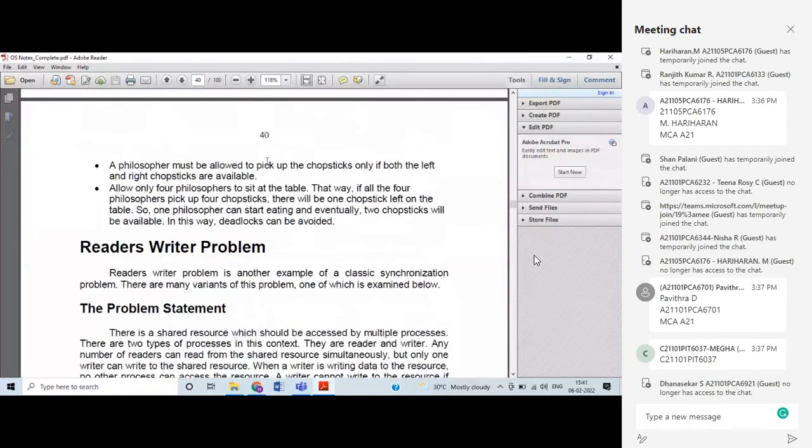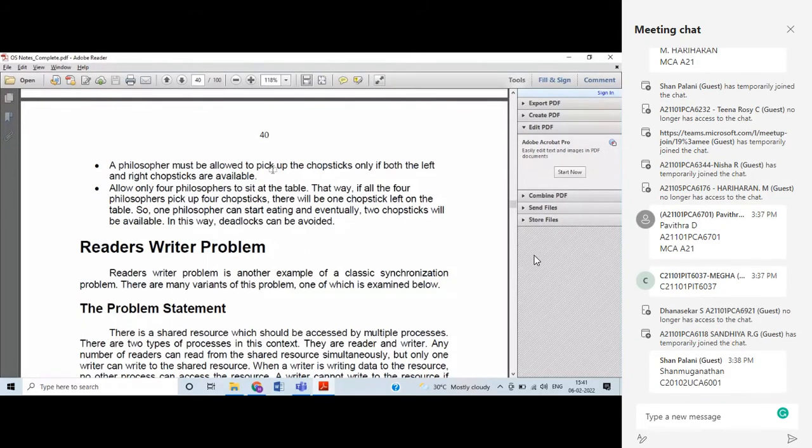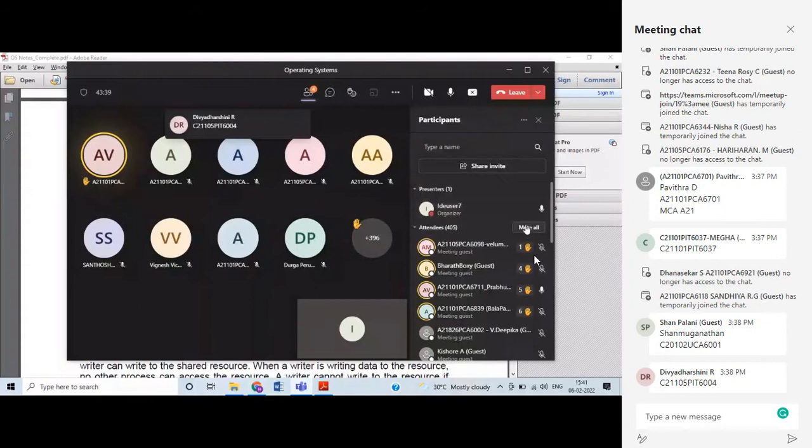The possible solutions for this are: a philosopher must be allowed to pick up the chopsticks only if both the left and the right chopsticks are available. So the solution is, a philosopher must be allowed to pick up the chopsticks only if both the left and the right chopsticks are available.